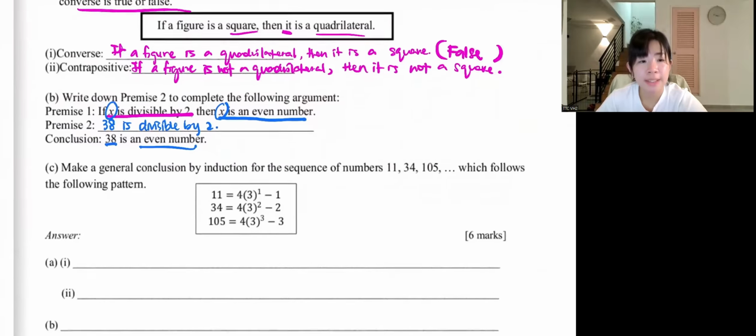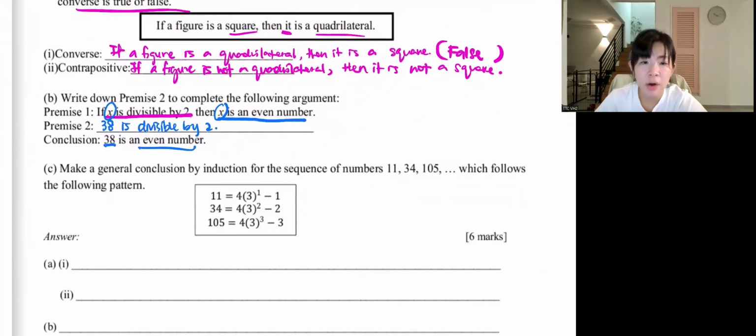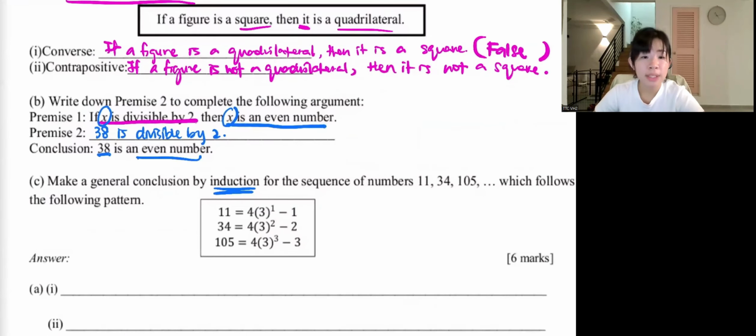Okay, next C. Make a general conclusion by induction for the sequence number. So when you see induction, you need to form a formula. Induction is you need to form a formula. Deduction is you need to find one answer.